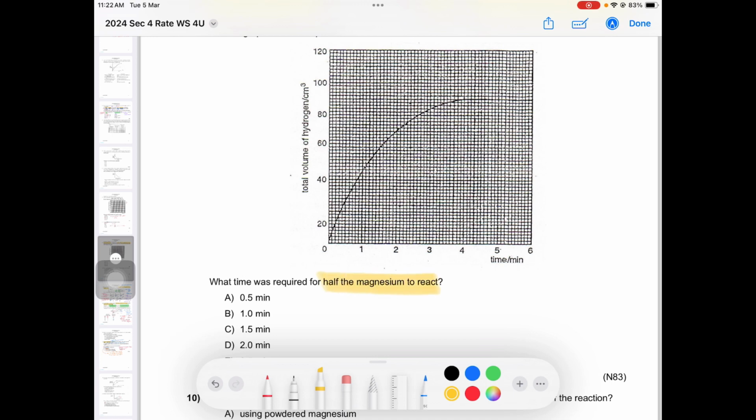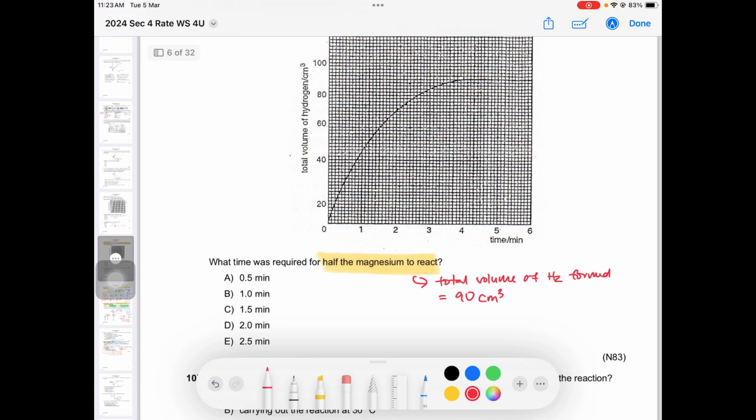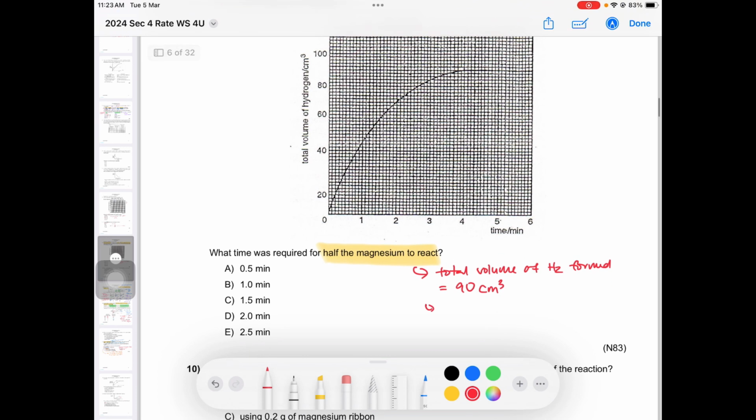Right, so this was something that I mentioned to you before. What you should do in this case is, first you look at the graph and find out the total volume of hydrogen formed, which is from the graph 90 cm cube. All right, half of the reaction means 45 cm cube of hydrogen formed.